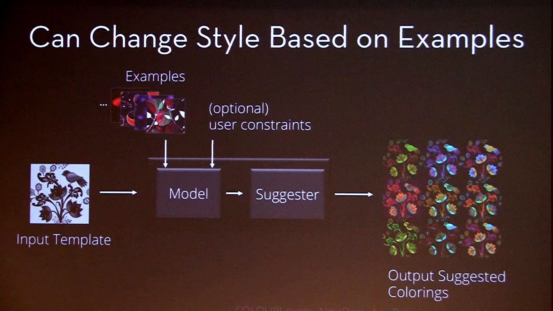And since the system learns properties of desired colorings from examples, we can change the style of the suggested colorings by just changing the set of examples. So if I like dark and glowing colorings, I can provide a set of such examples to get similar styles in suggestions.